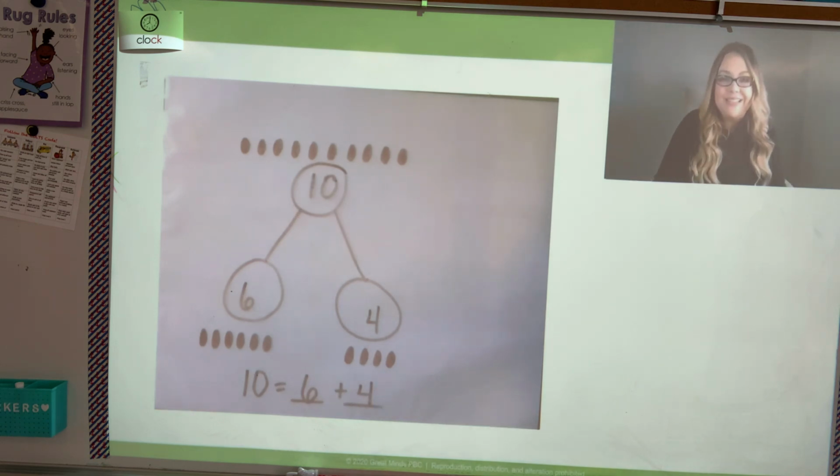Now let's read our number sentence together. Here we go. 10 equals 6 plus 4.